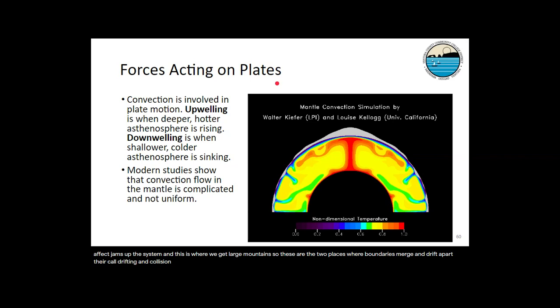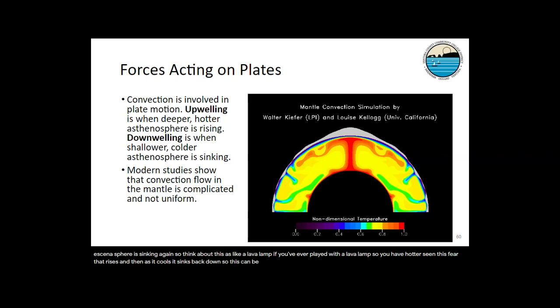So how do the plates move? Well, they move through convection. And this is where we get plate motion. Convection is where we have upwelling, when the hotter asthenosphere is rising, and downwelling, when shallow and colder asthenosphere is sinking. Think about this like a lava lamp, if you've ever played with one. You have hotter asthenosphere that rises, and then as it cools, it sinks back down.